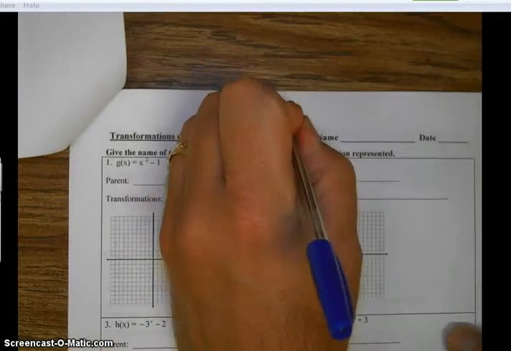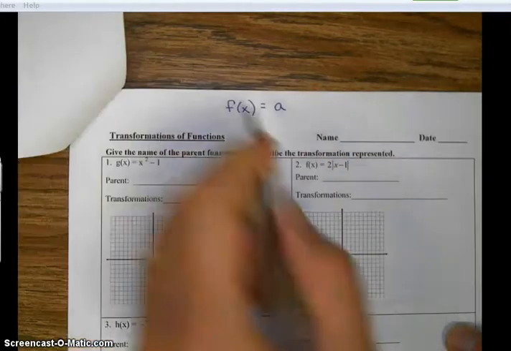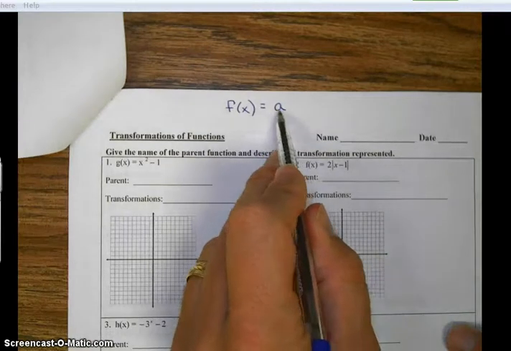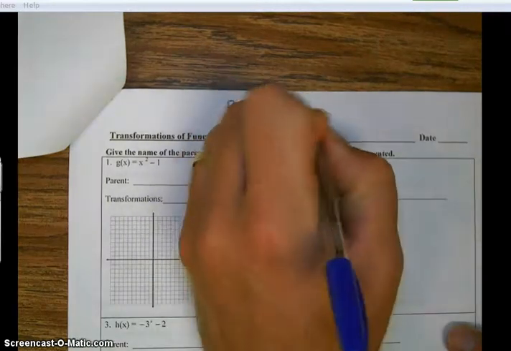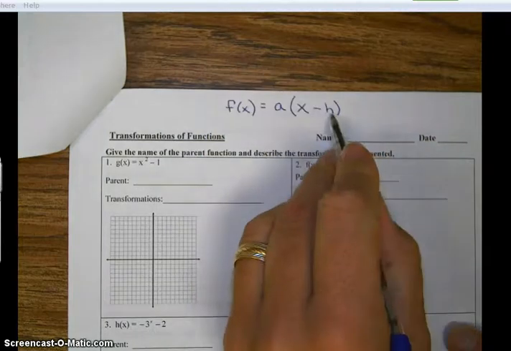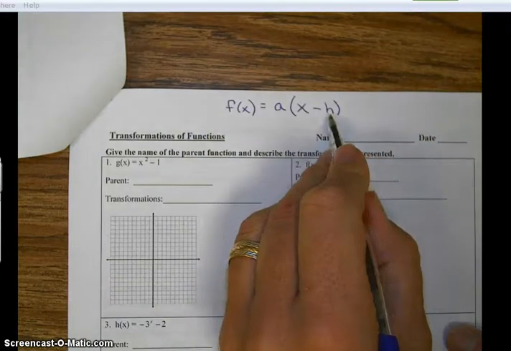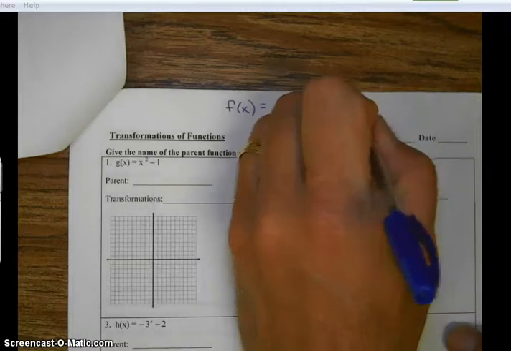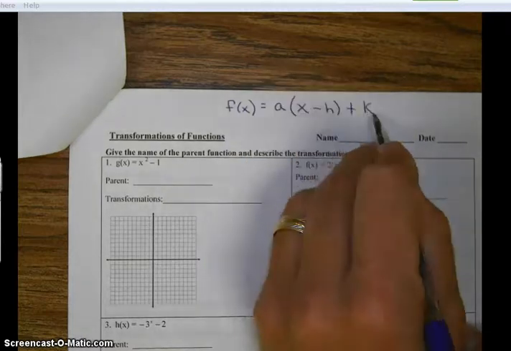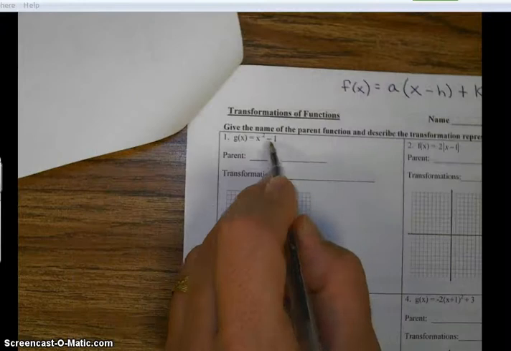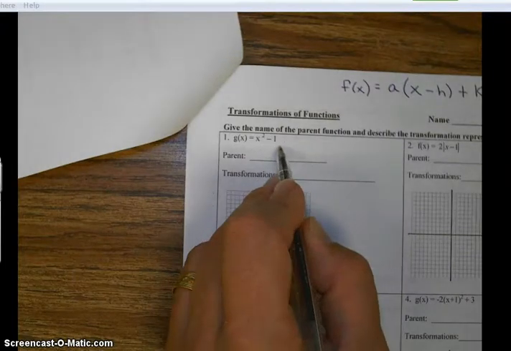So remember that the number in the front, like this 2 here, that's your a value, stretch or compression. H, remember, is your left and right. So like here, 1 unit to the right. And then your k value is your up and down. So for example, here we'd have 1 unit down, translated 1 unit down.